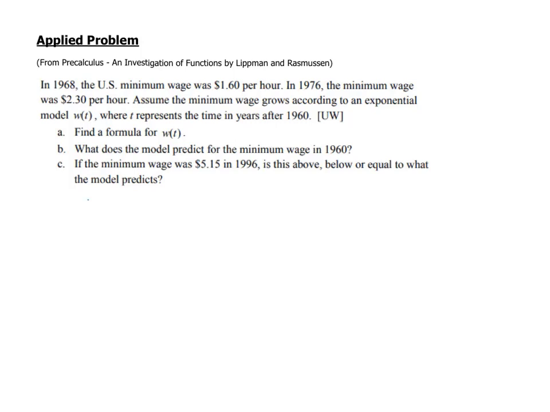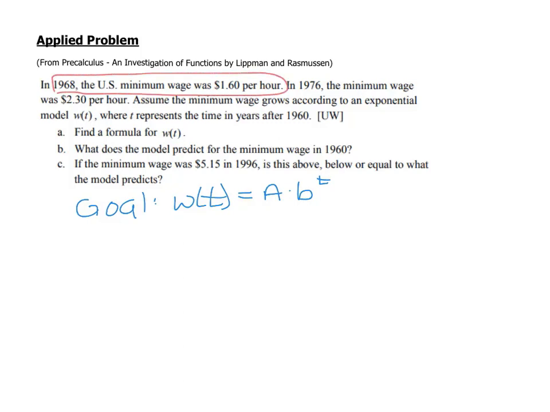So our goal is to find an exponential formula that looks sort of like this, a times b to the t. Now, in our statement, we're given some information here. We're given two data points. We have that red data point and we have this green information, which is a second data point.